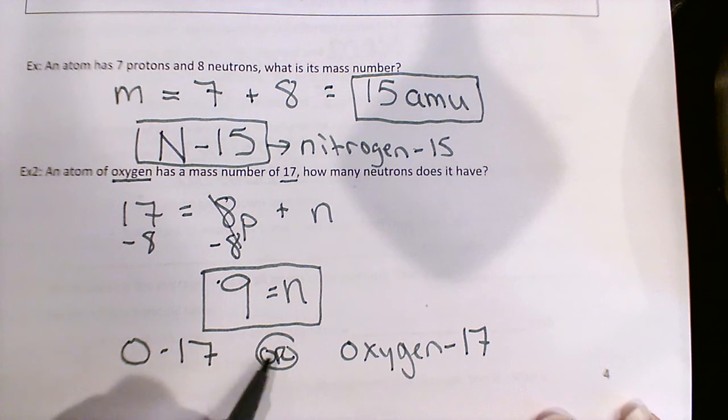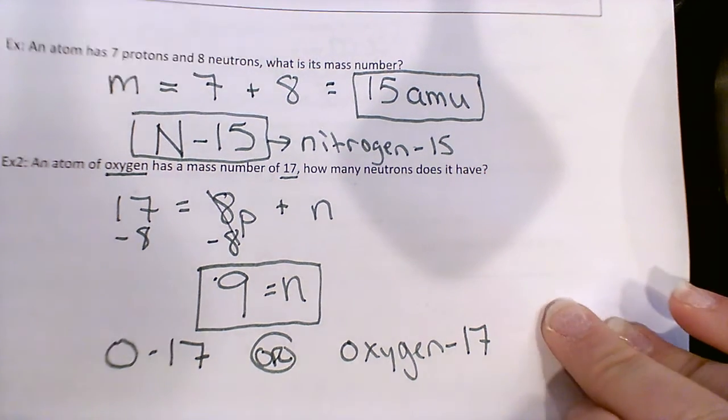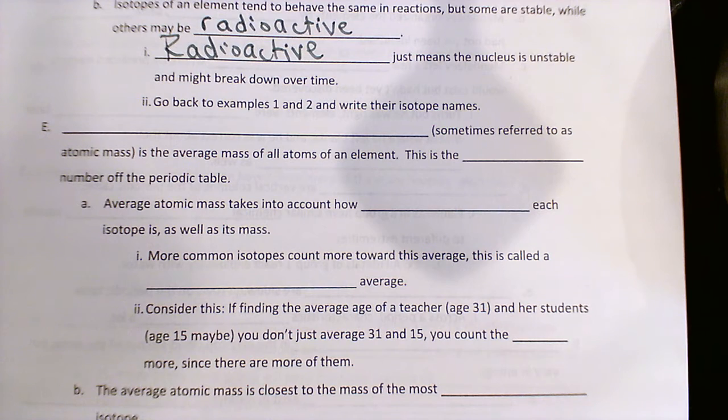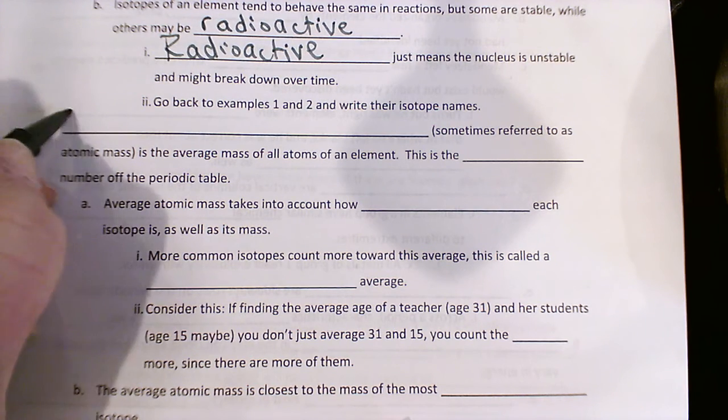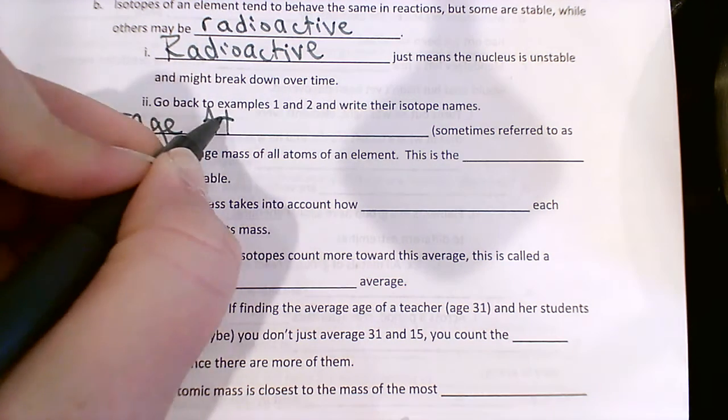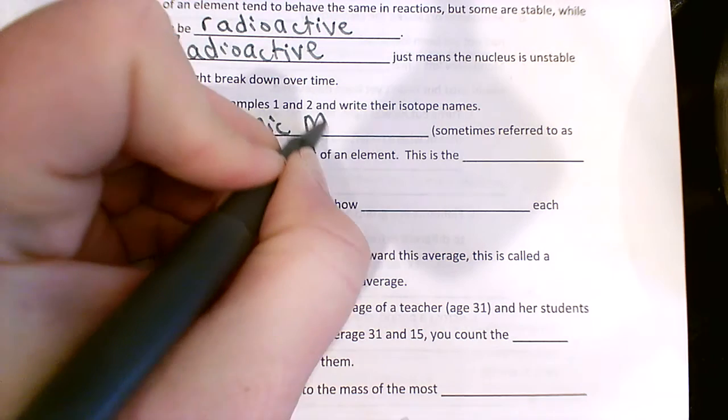Okay, and those are both equally correct ways of writing the isotope name for me. All right. E says, sometimes referred to as atomic mass, and there's a really big blank here for a reason. It's a long one. Average atomic mass.